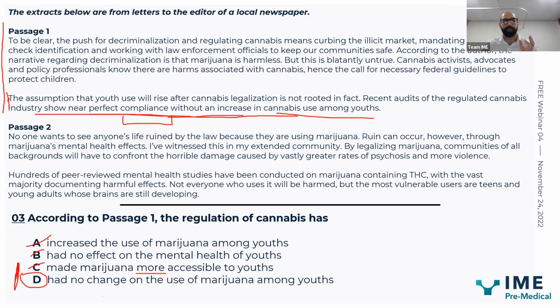If you read the last two sentences, it's saying that even though we've made it legal, marijuana now is accessible to youths. It's not necessarily more accessible, it's just accessible to youths, but there hasn't been a change on the use. So that's the important argument that passage one's trying to make. Again, it's a subtlety that comes with making sure that you read it carefully.